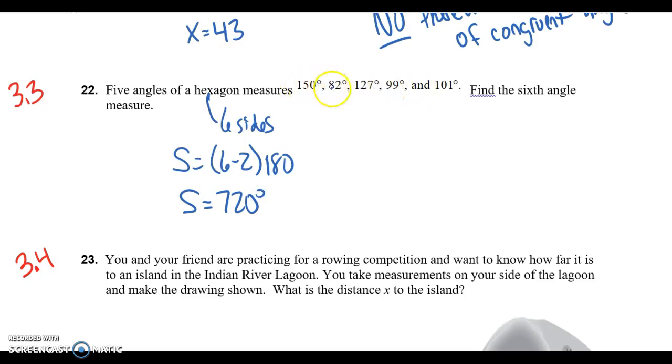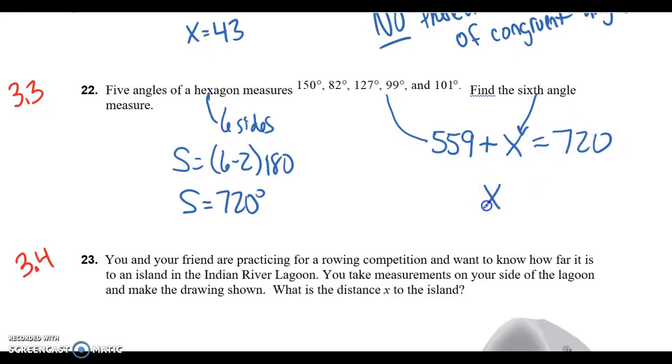So we have 1, 2, 3, 4, 5. Those 5 things all add up to 559 plus x. Okay, the 6th angle, we're going to call it x, are all supposed to be 720. Subtract off that 559 and we get 161. So now you could check it, add all 6 angles together. If it's 720, you're like, sweet.